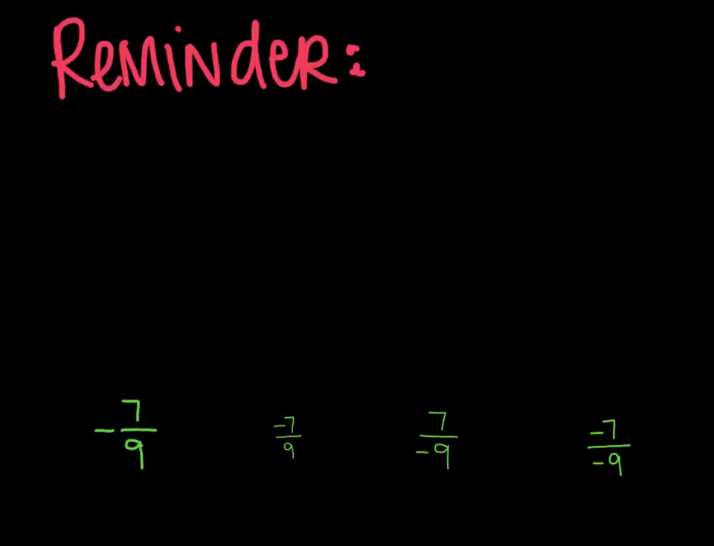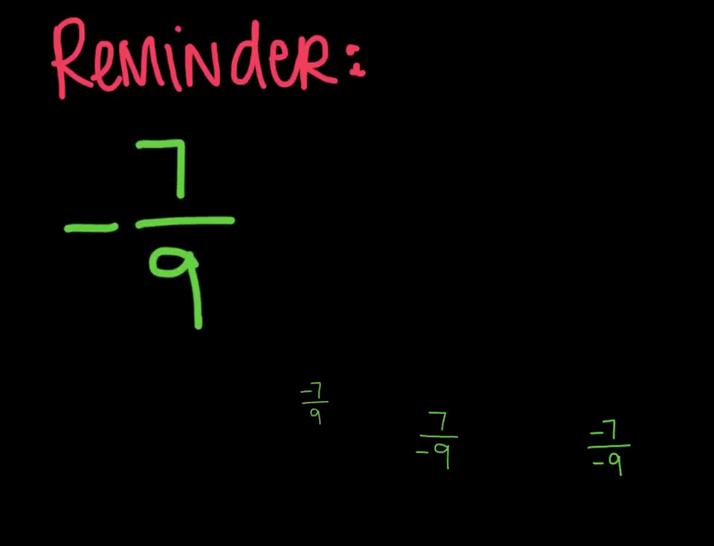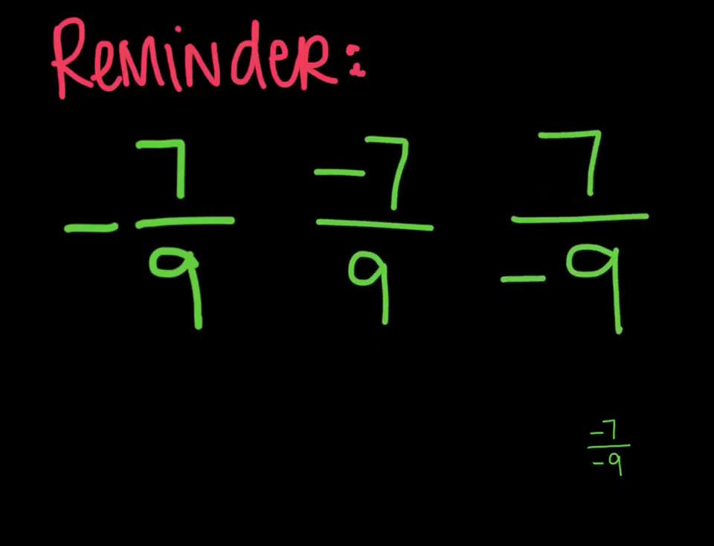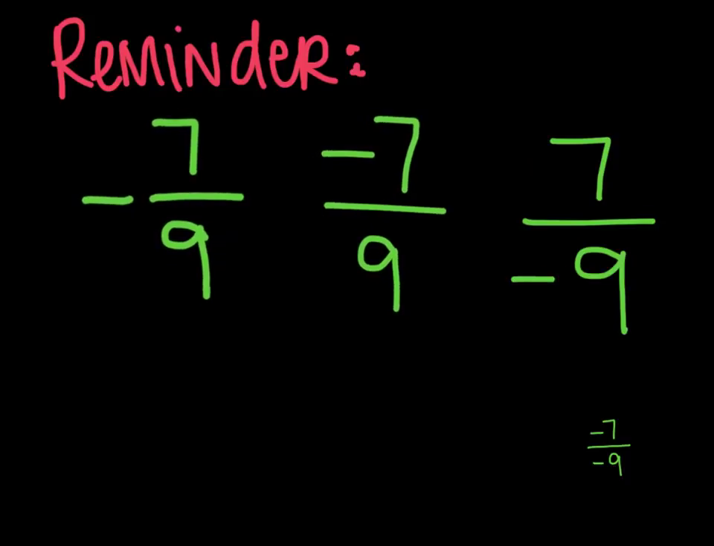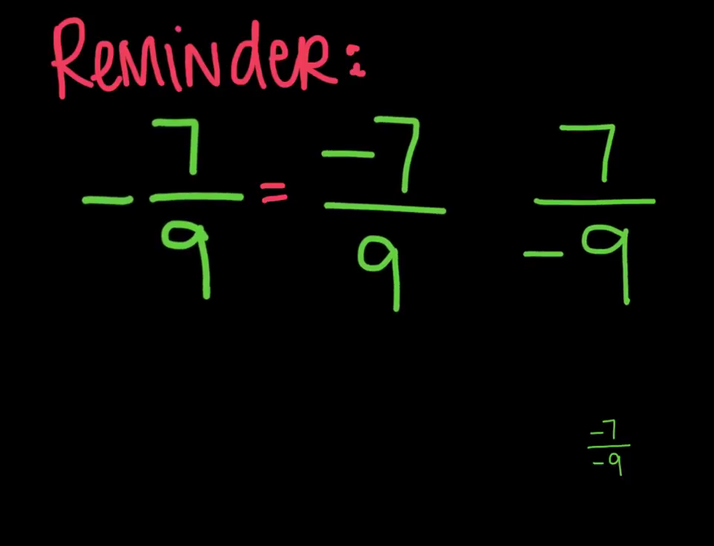Just a quick reminder for you about negatives and fractions. Here I have 4 different examples of negative fractions. The first one has the negative sign out front. The second one has the negative sign in the numerator. The third one has the negative in the denominator. These 3 are all equivalent, okay? They're the same thing. They all mean the same. Your fraction is negative.